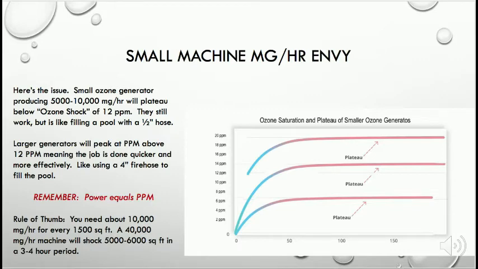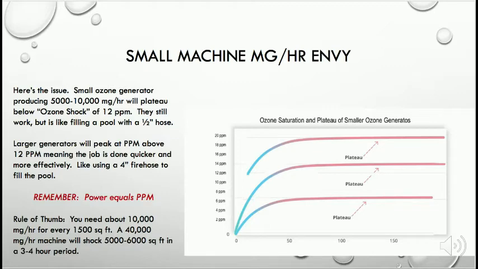Larger generators will peak at a ppm above 12 parts per million, meaning the job is done quicker and more effectively. This would be like filling the same pool with a 4-inch fire hose. And you see on the chart over here that we can have a small, a medium, or a substantial machine, and we'll hit those levels above 12 parts per million and sustain that level for some time.